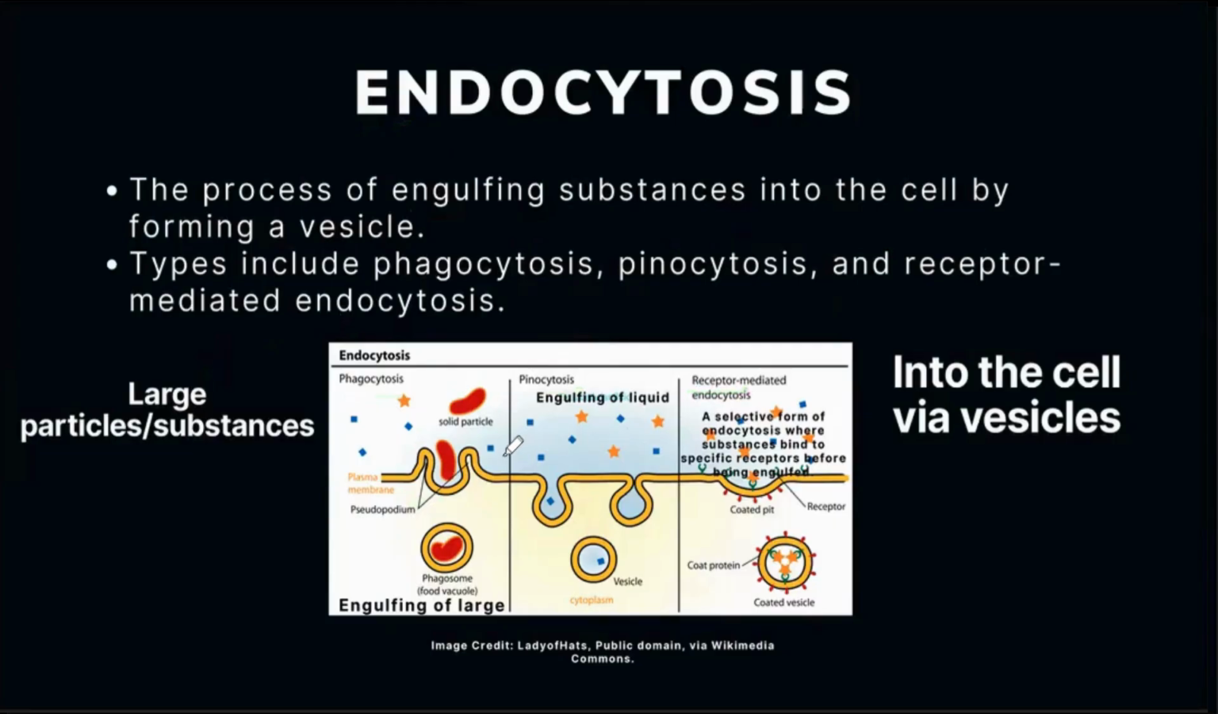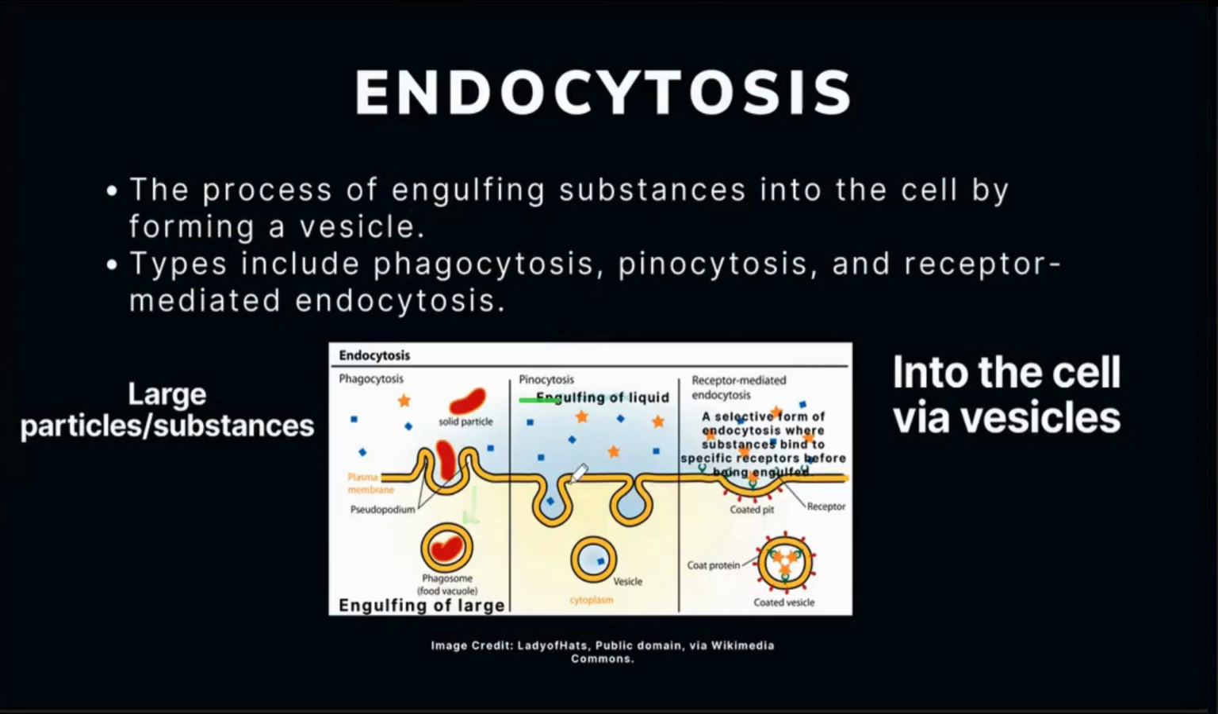So let's talk about phagocytosis. Phagocytes are rather large. So we're talking about large particles, often solid, that will create this sort of pinching mechanism and engulf, creating a vesicle or a food vacuole in this case to bring the product inside the cell.